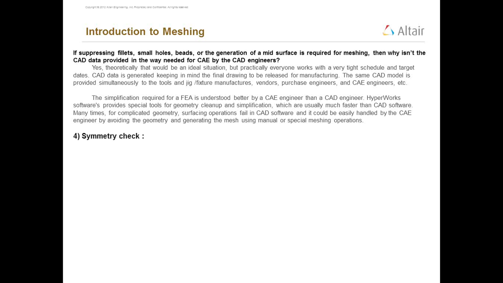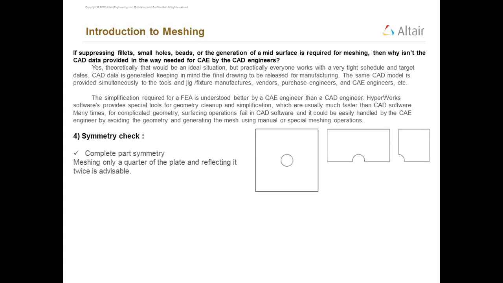Then the fourth point is symmetry check. To start the meshing, the fourth point is symmetry check. We can check for complete part symmetry. Meshing only a quarter of the plate and reflecting it twice is advisable. As you can see, this quarter plate, if you reflect it once, you will get a half, twice you will get a full plate. So you can also check for the symmetry.